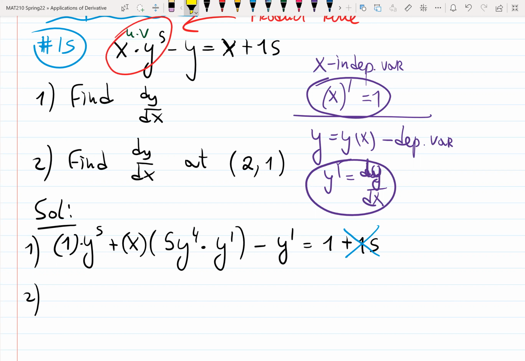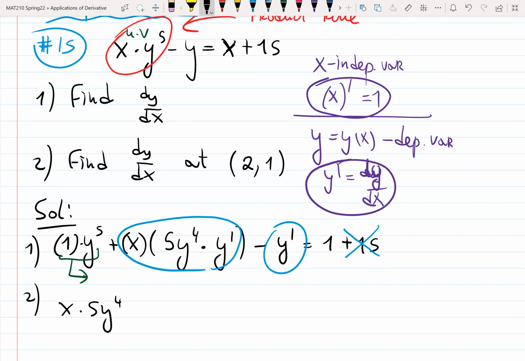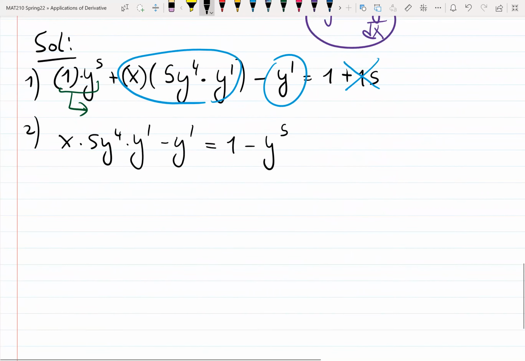Now locate all the y primes everywhere. Locate the pieces that have y primes and move them to one side, while everything else should be moved to another side, like so. So x times 5y to the 4 y prime minus y prime equals, those are already on the left-hand side, so I keep it there, 1 minus y to the 5. Those are pieces that don't have y prime.